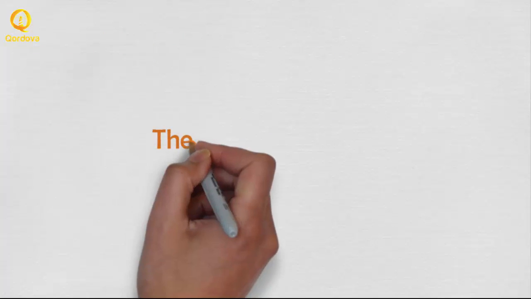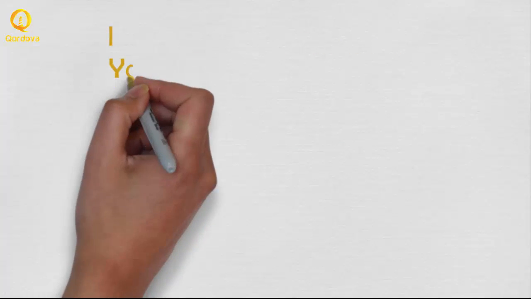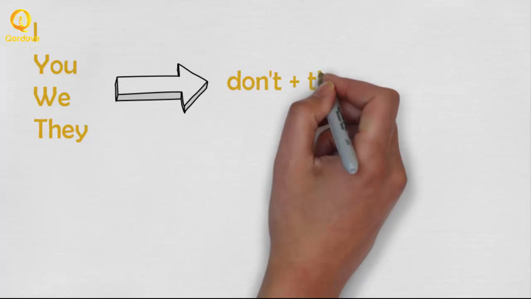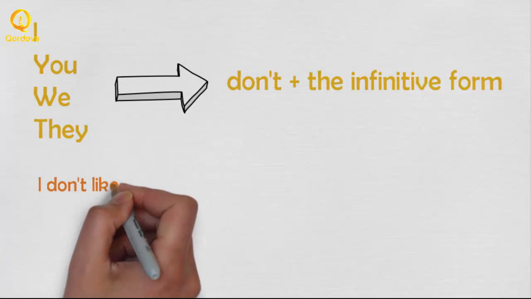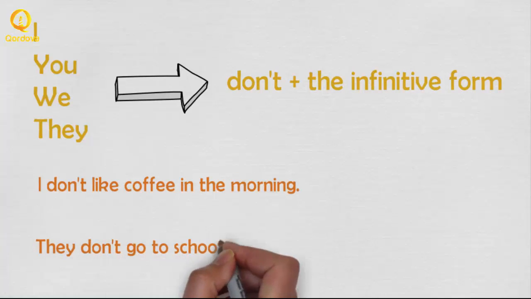Now let's move to the negative form of the present simple. With I, you, we, they, we use don't plus infinitive form of the verb. For example, I don't like coffee in the morning. They don't go to school on Friday.